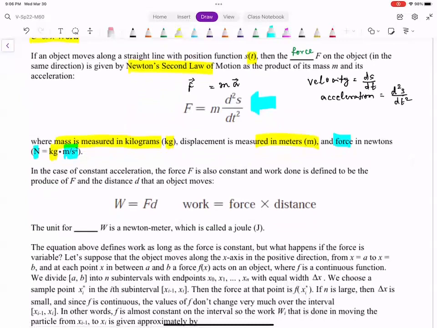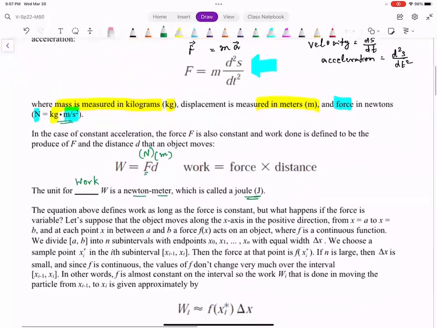The unit for work, W, is Newton meter. So that is what kg times meter per second squared is. So it is Newton meter. In this case, F is measured in Newtons, and distance is measured in meters. So it is Newton meter, which is called a joule, represented by the single letter J. The equation above defines work as long as the force is a constant.